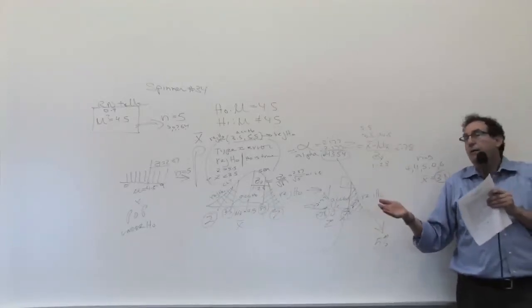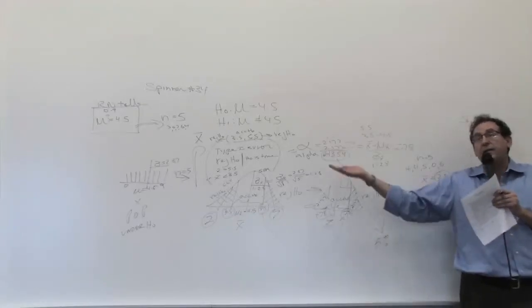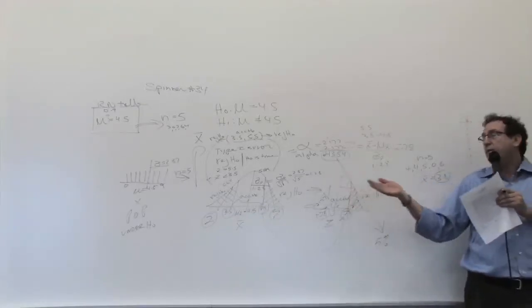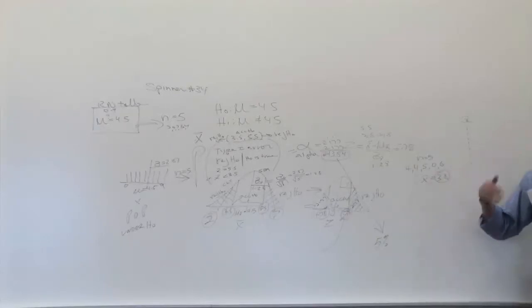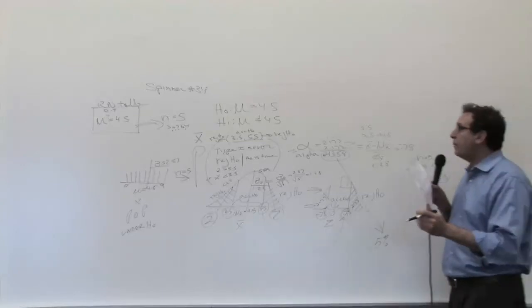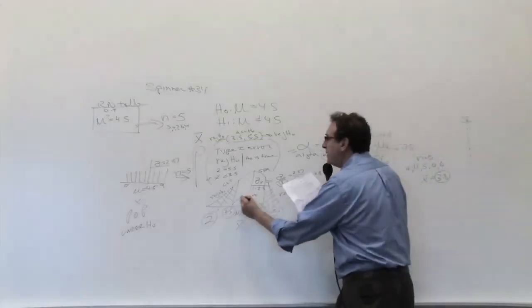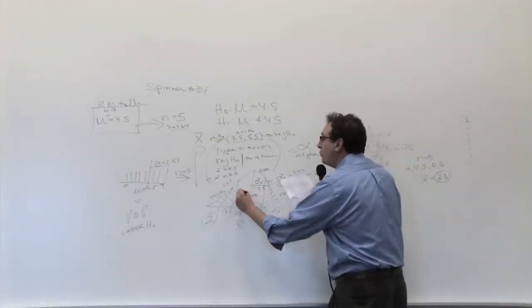Hopefully, but does that mean not guilty is not the same as being innocent? He may have killed the guy, but there was no evidence to convict him. So the most you can say is he's not guilty, but you can't say he's innocent. Okay, I want to point that out. So, for that reason, you're not supposed to say accept A0. You're supposed to say do not reject A0.